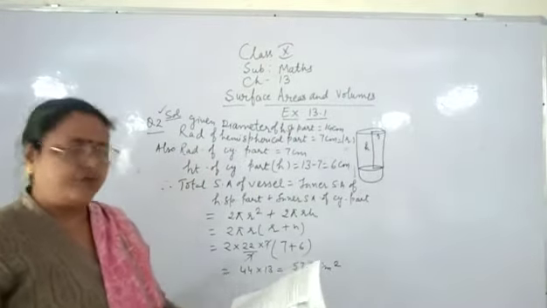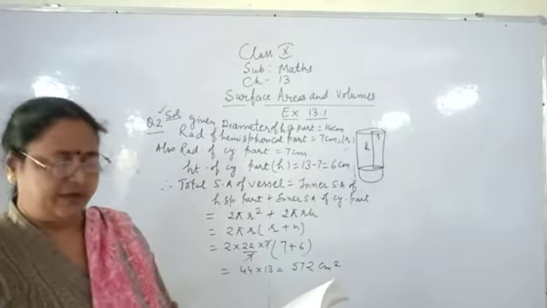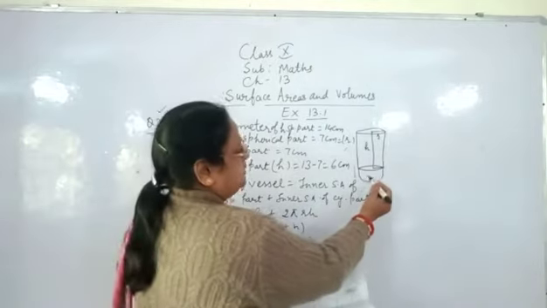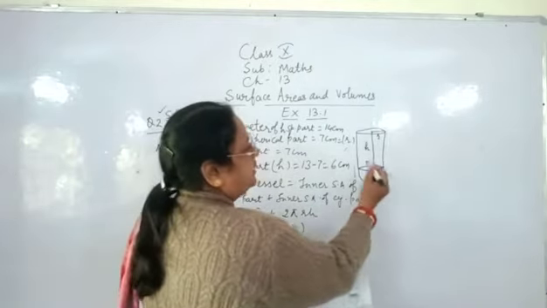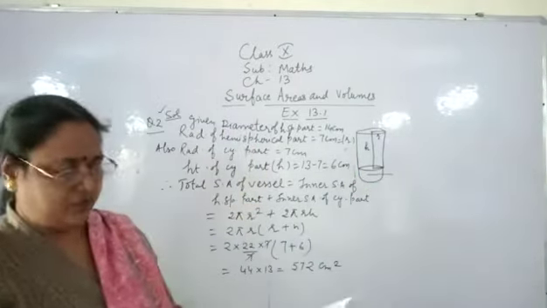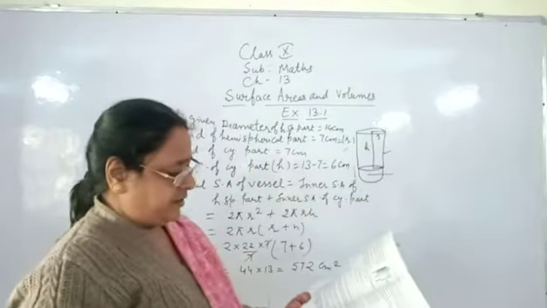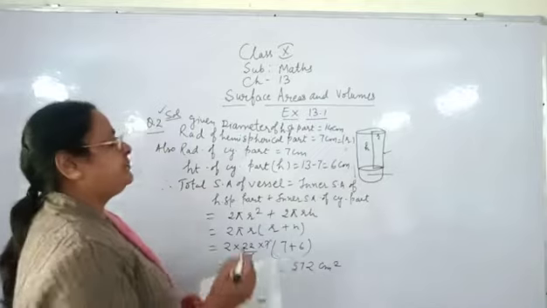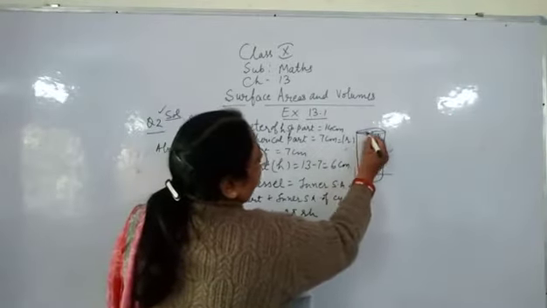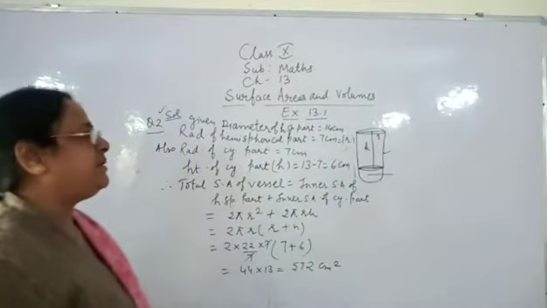A vessel is in the form of a hollow hemisphere mounted by a hollow cylinder. See, this is a hemispherical part and it is mounted by a cylindrical part that is also hollow. See this figure, and what is given? This is the total diameter. This is the diameter of the hemispherical part and this is the diameter of the cylindrical part. Both are the same here.